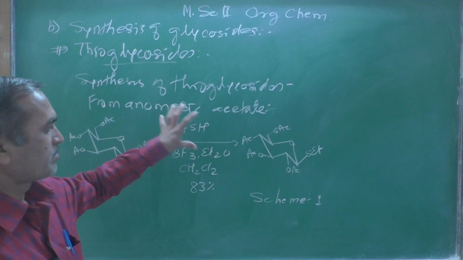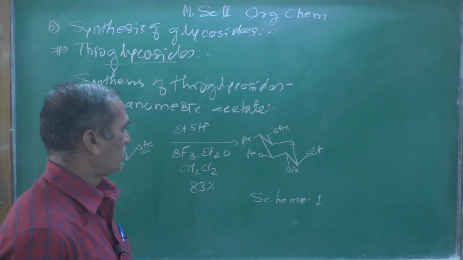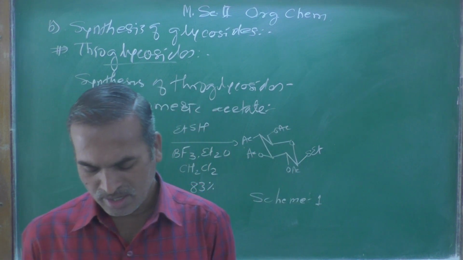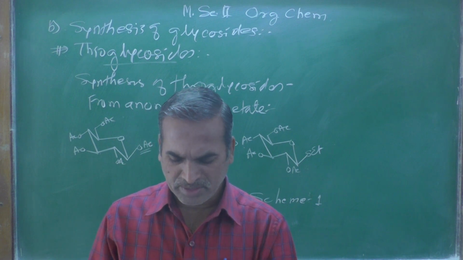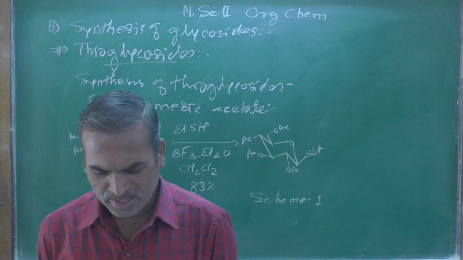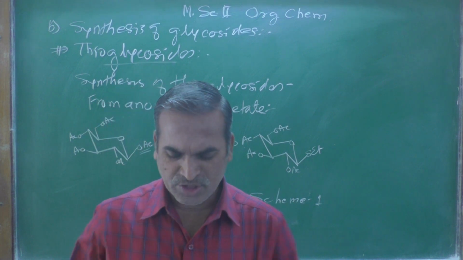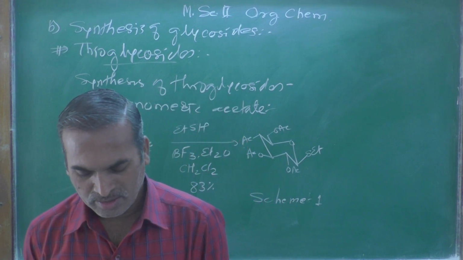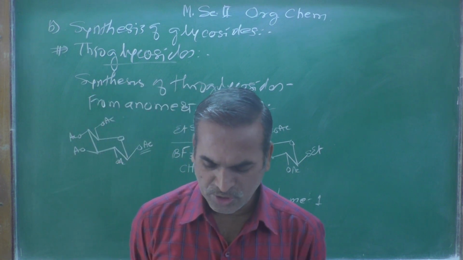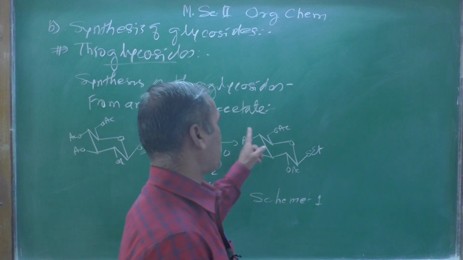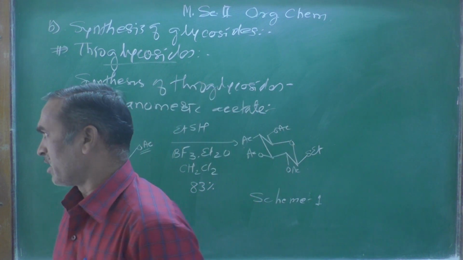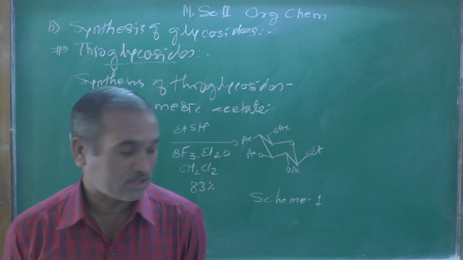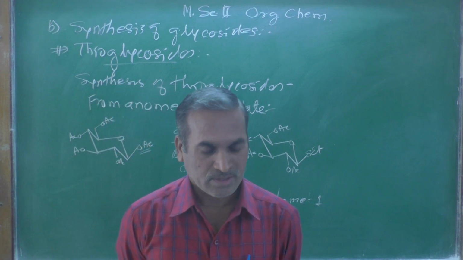It's so simple. We have just treated this with ethyl thiol, and this is the solvent used there, and we end up with the beta anomer. As depicted in scheme one, an anomeric acetate is usually easily substituted or displaced with a thiol under Lewis acid promotion to give thioglycosides. This is one of the simplest methods to derive thioglycosides.